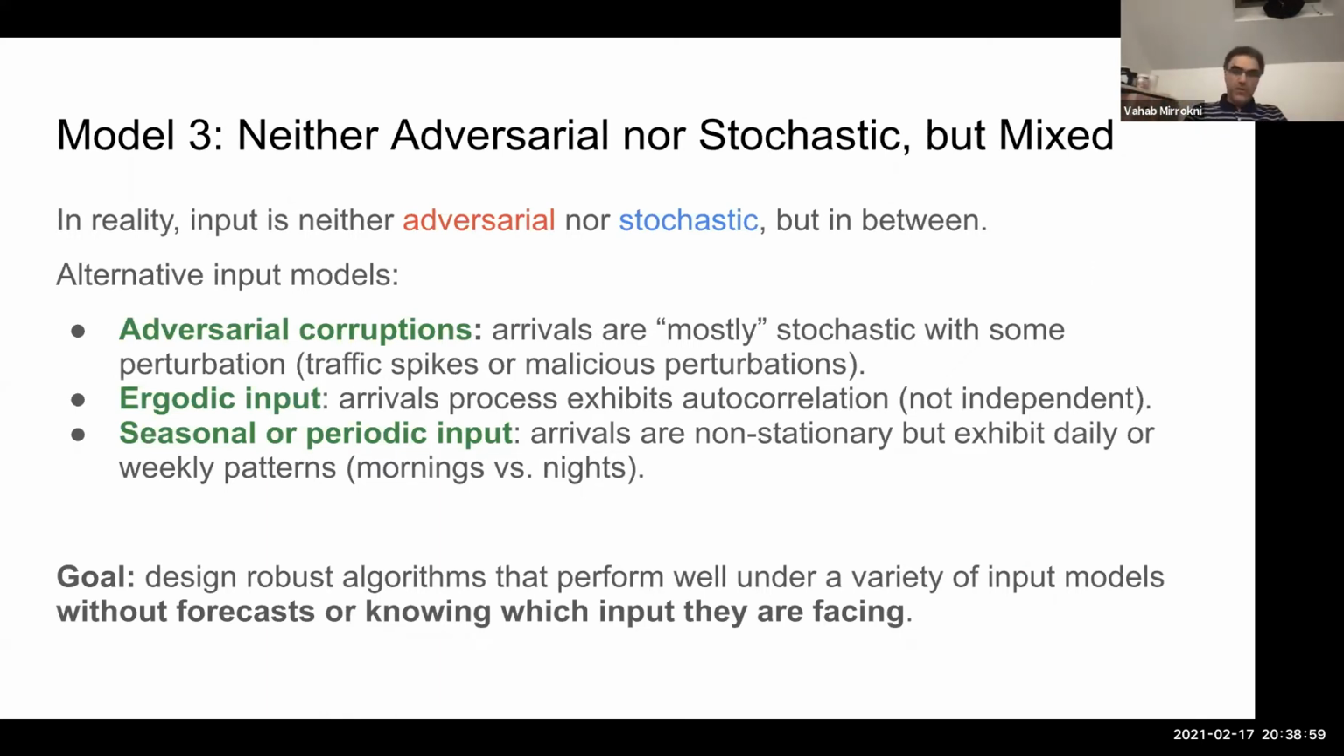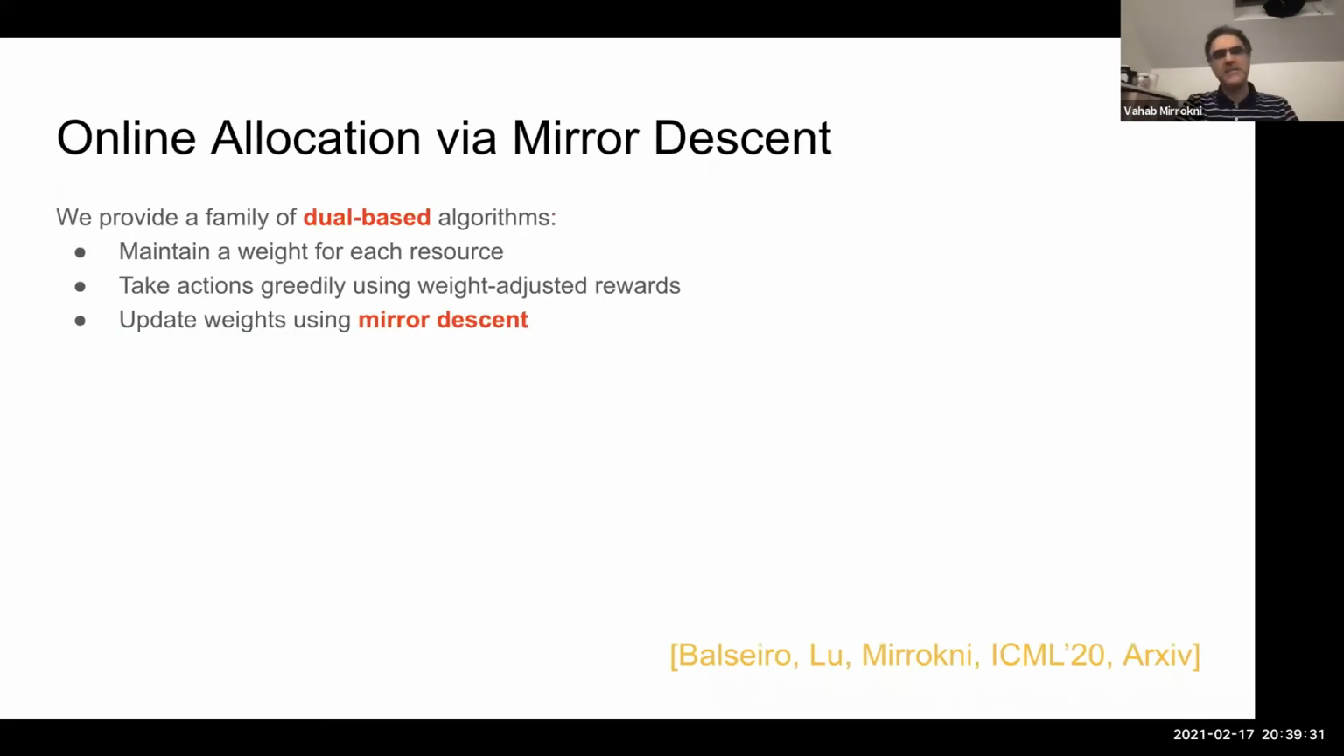For example, we want to be robust against adversarial corruptions based on traffic spikes or malicious perturbations, but we want to also deal with ergodic input. We want to deal with seasonal and periodic problems in the input, and also maybe the fully adversarial model. So there is a question of, are there simple algorithms that don't rely on any forecast and can achieve the best of many worlds like this? And the answer is yes.